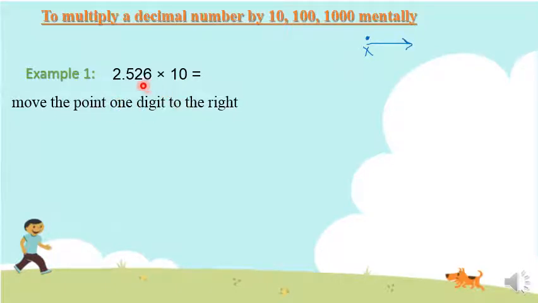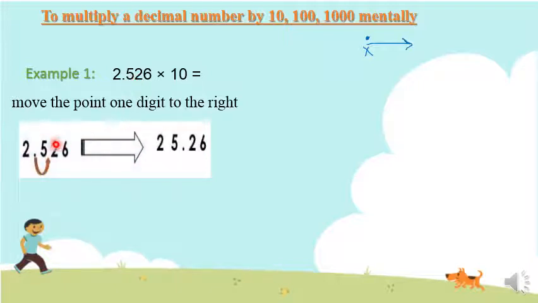We said that if I multiply a decimal number by 10, by 100, or by 1000, we are going to move the decimal point. But how many digits? Depending on the zeros here. Here we have one 0, so we are going to move the decimal point one digit to the right. So this is the number, multiplying it by 10, moving one digit to the right. So here will be the decimal point. Our final answer will be 25.26.